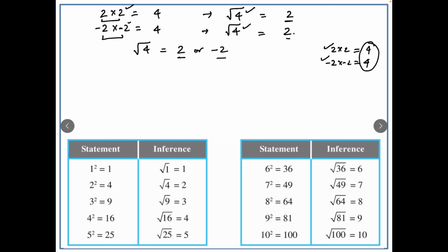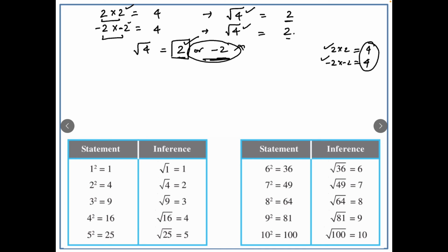So the square root of any number will have two values, one plus and the second minus. But in this class, that is class 8, we will only focus on the positive value of the square root. We will ignore the negative value. Though the negative value is there, we will not consider it because we will study about it in higher classes, from class 9 onward. In class 8 we will only focus on the positive value of the square root.